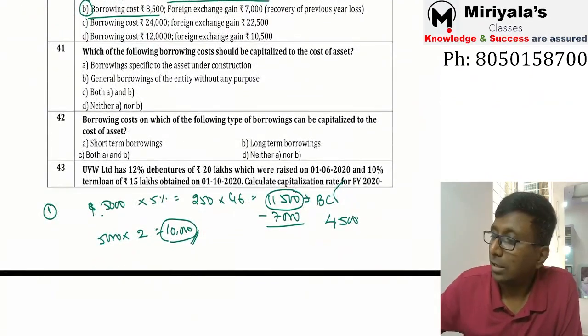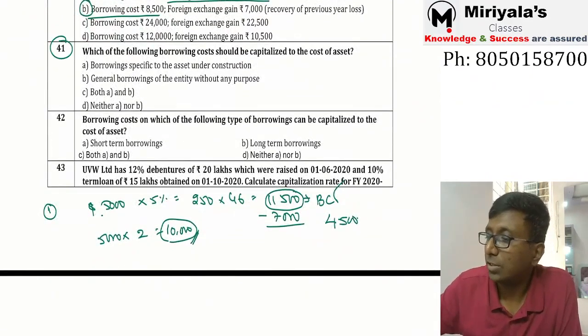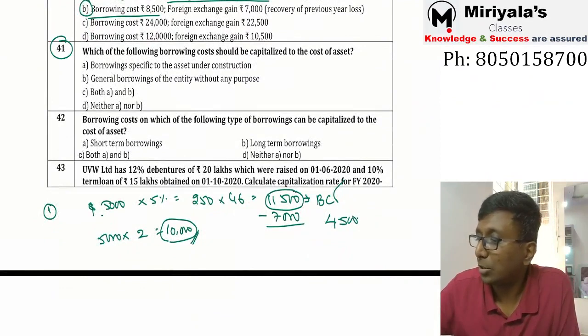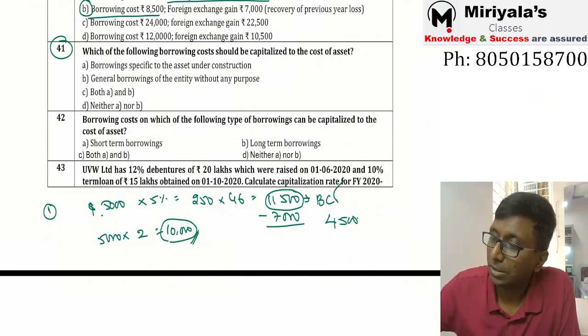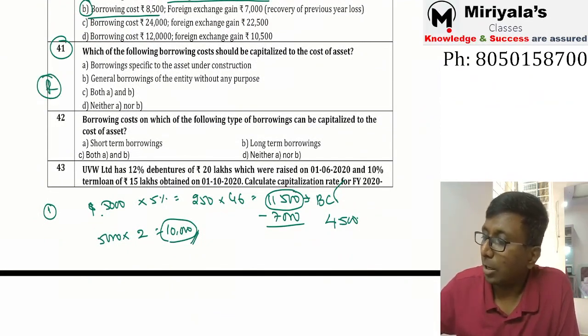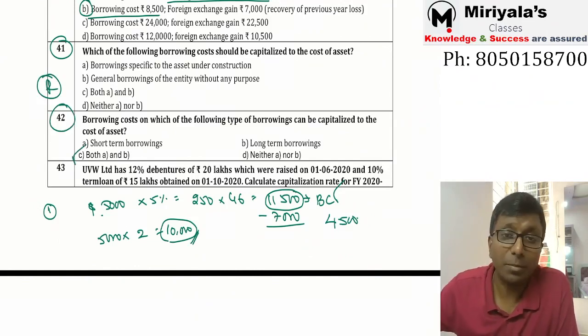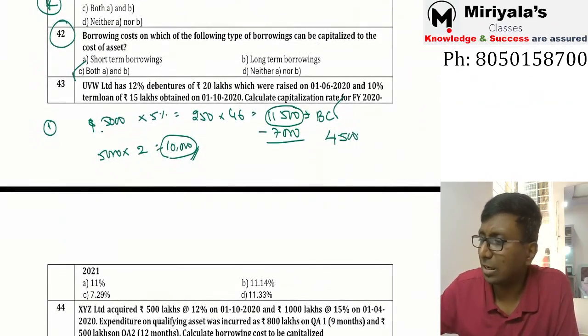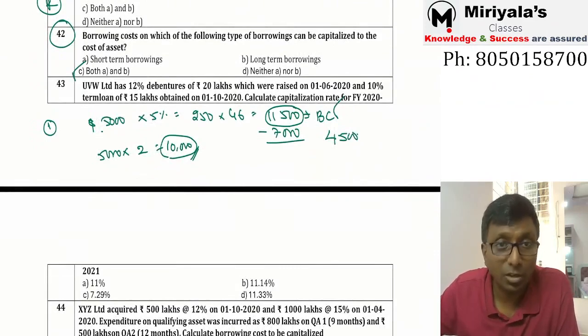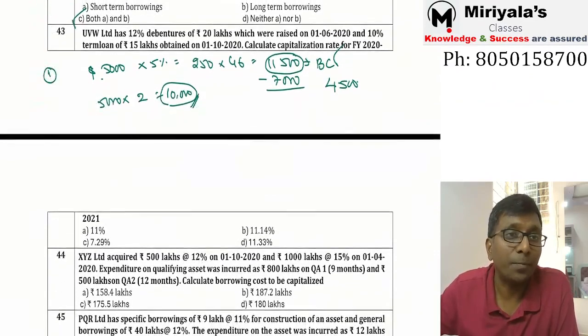Yeah, taking time actually. So question 41. Which of the following borrowing costs should be capitalized to the cost of the asset? This is repetition. Borrowing cost on which of the following types of borrowings is to be capitalized? Short term, long term, both actually. We spoke about short term, long term, any, correct now. That's why working capital loans also come under general borrowing.